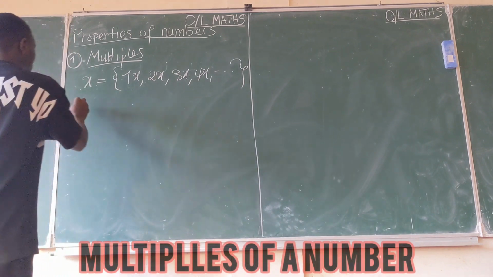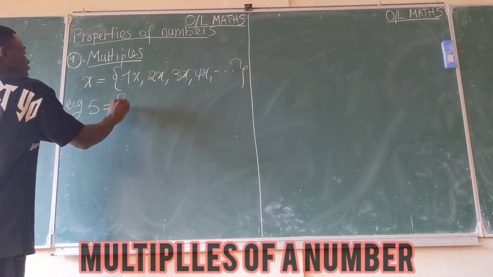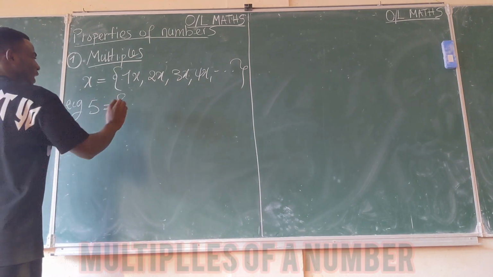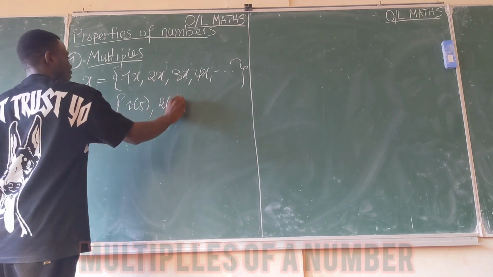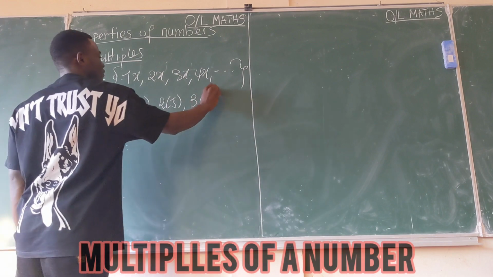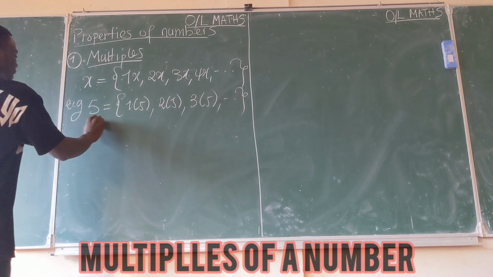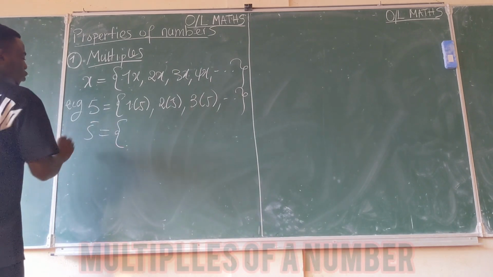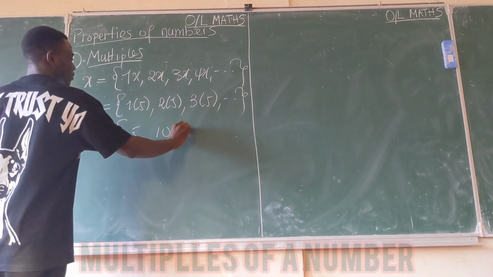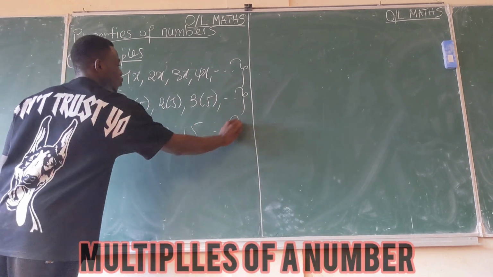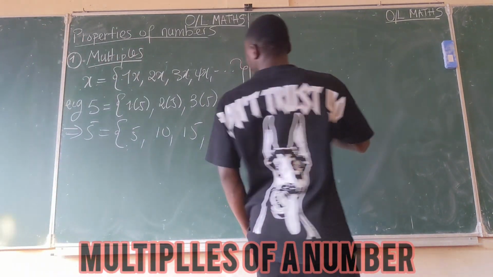Now what do we mean? For example, if we are talking about the multiples of, let's say, 5, then we are talking about what? 1 times 5, comma, 2 times 5, comma, 3 times 5, comma, and so on. So this implies that the multiples of 5 will simply be what? We have 5, 10, 15, and so on. That's what we mean by the multiples of a number.